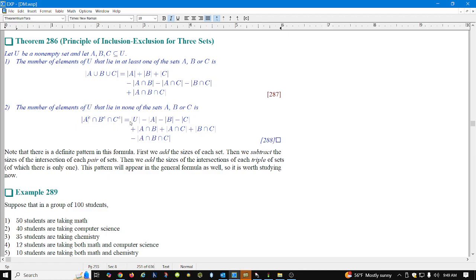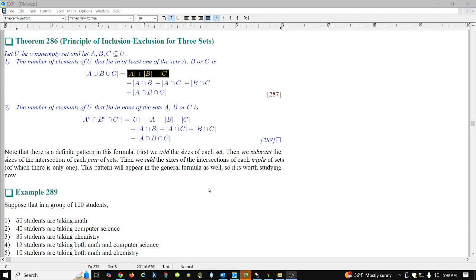First, add the sizes of each set right here. Then subtract the sizes of the intersection of each pair of sets. Then add the size of the intersection of each triple of sets. And there's only one because there's only 3 sets. This is the pattern for the general formula, which we'll talk about after we look at some examples for 3 sets.